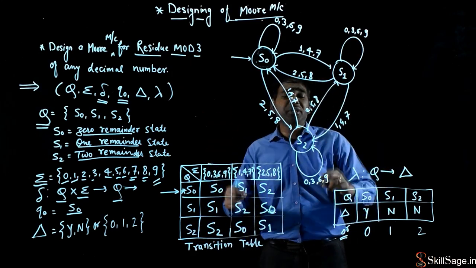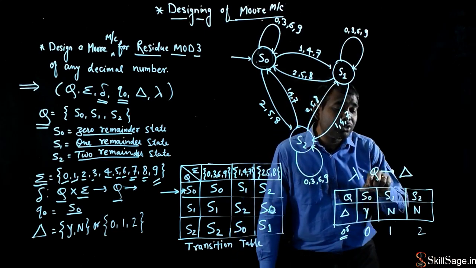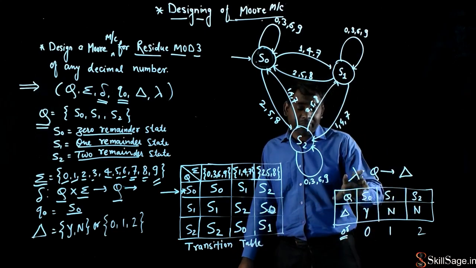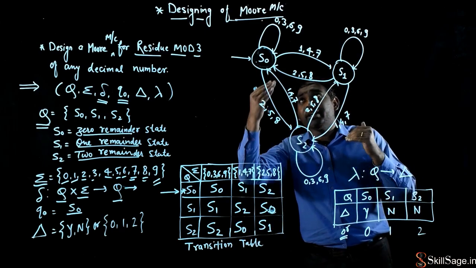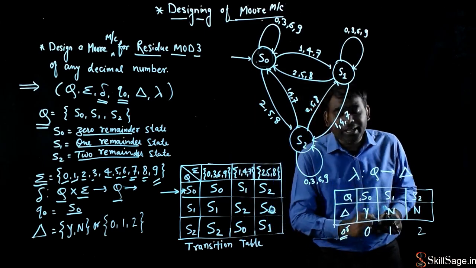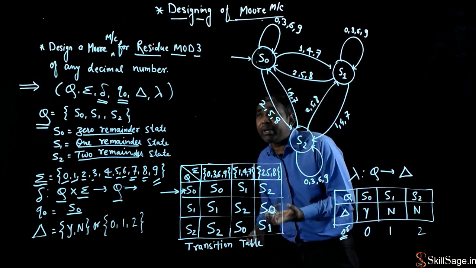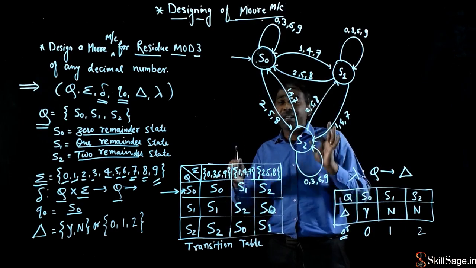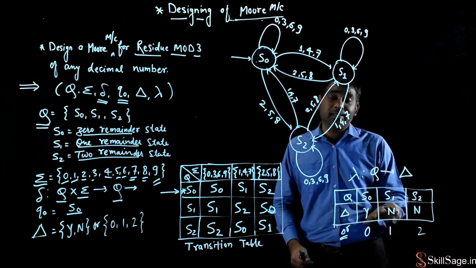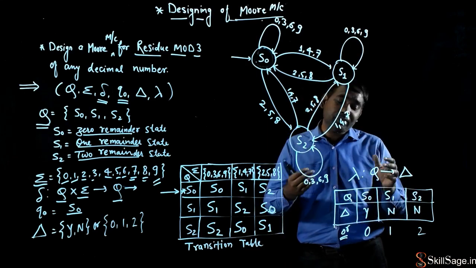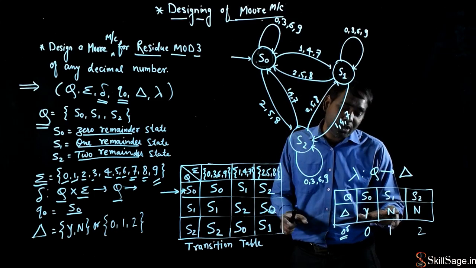How does the Moore machine produce the output? The output of a Moore machine is associated only with the state. In my DFA, if I reach the S0 state, that means I am going to get a 0 remainder, which means the number is perfectly divisible by 3. Then my output is Y. For S1, it means a remainder of 1, so the number is not perfectly divisible by 3, and the output is N.